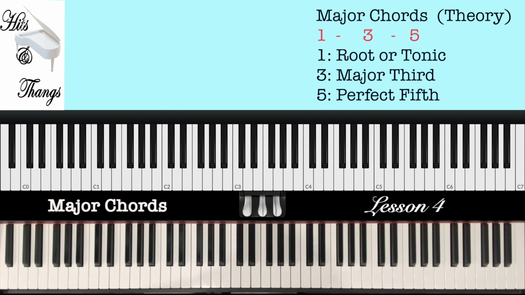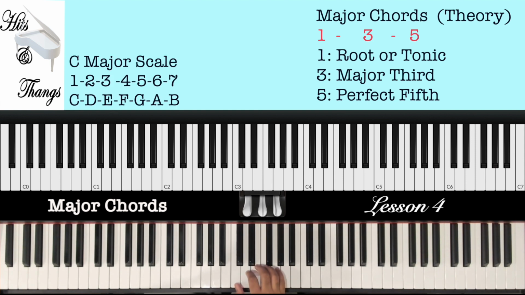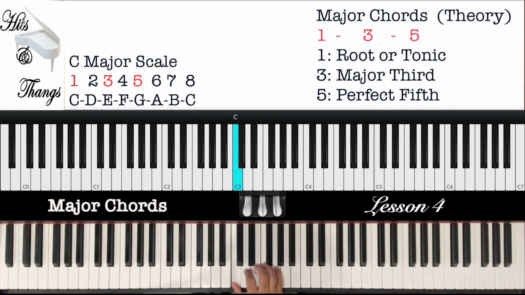So C major. We already know the C major scale: 1, 2, 3, 4, 5, and then 6, 7, back to 1. Again, 1, 3, and 5. Those are what we need to build a major chord. So 1, 3, and 5: C, E, G. There we go. So 1 is called the tonic, 3 is called the major third, and G is called the perfect fifth. Just to get fancy.